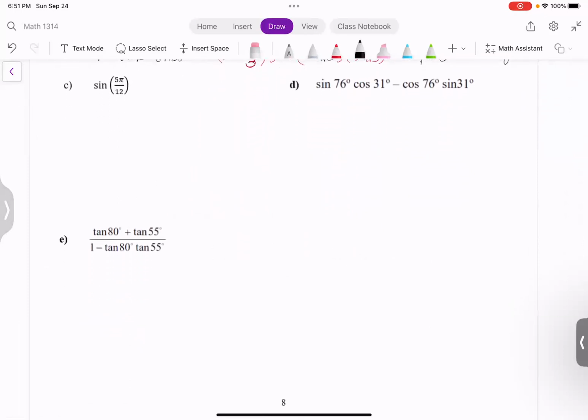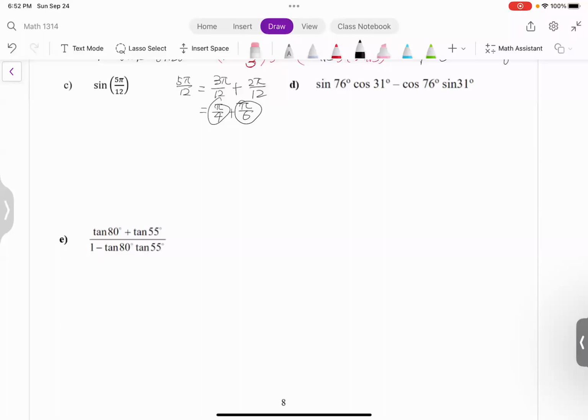We have sine 5 pi over 12. Is this a special angle? No, it is not. So what is this? We have learned that 5 pi over 12 equals 3 pi over 12 plus 2 pi over 12, right? What is 3 pi over 12? It is pi over 4. What is 2 pi over 12? That is pi over 6. These two are special angles for us. We know all the trig values of these two special angles.